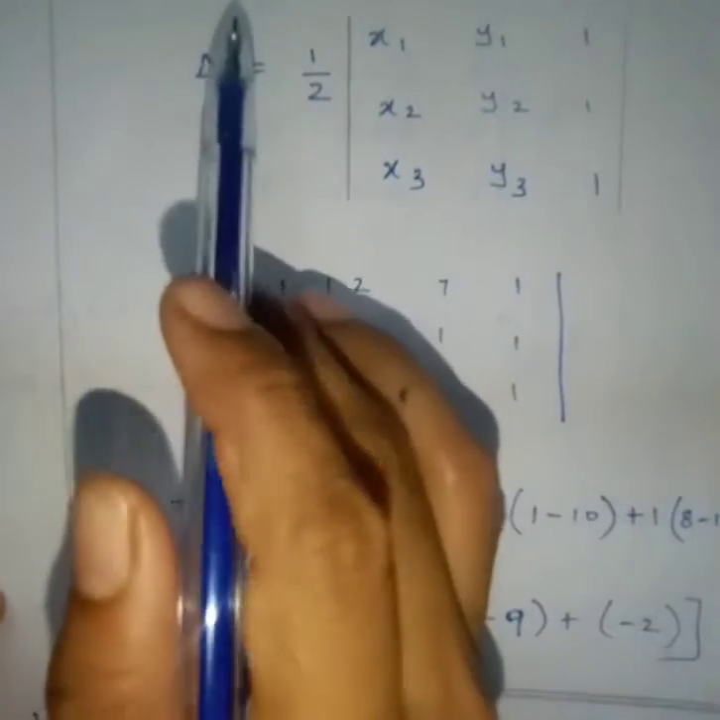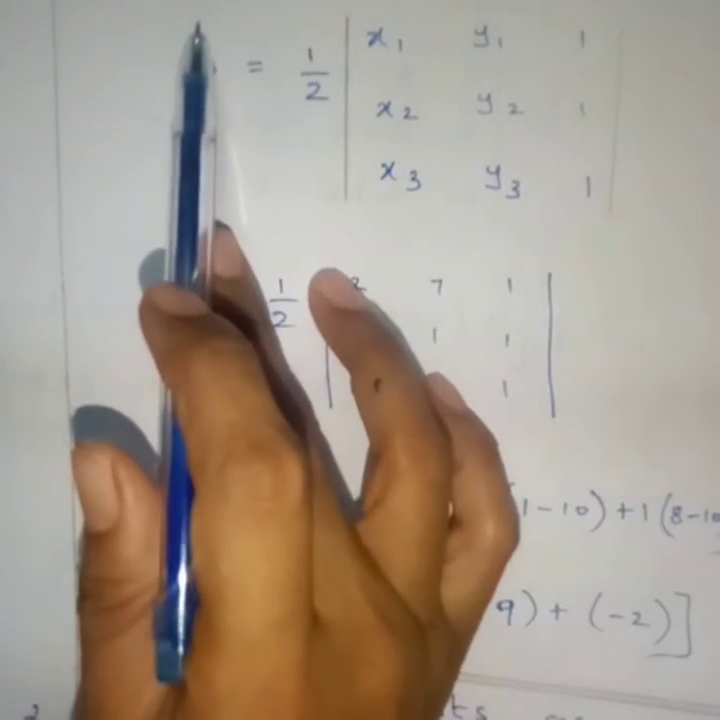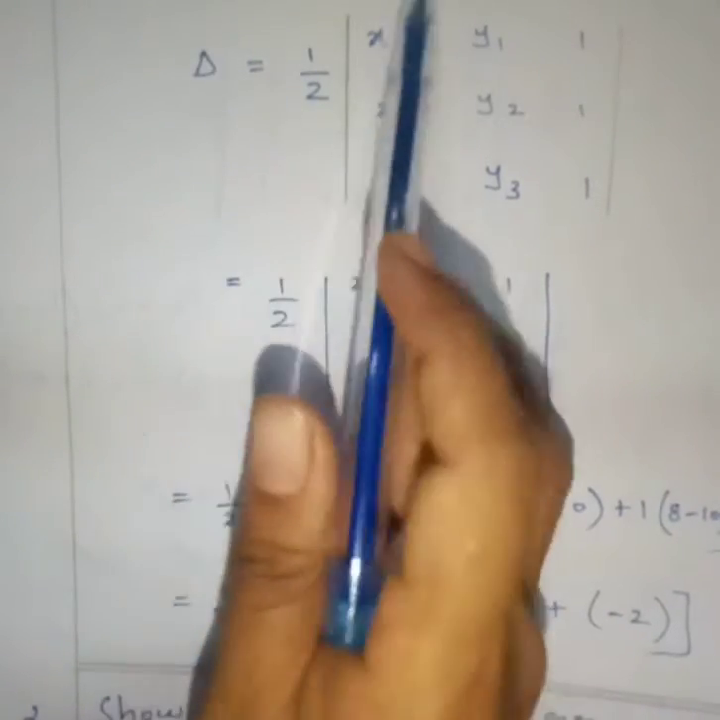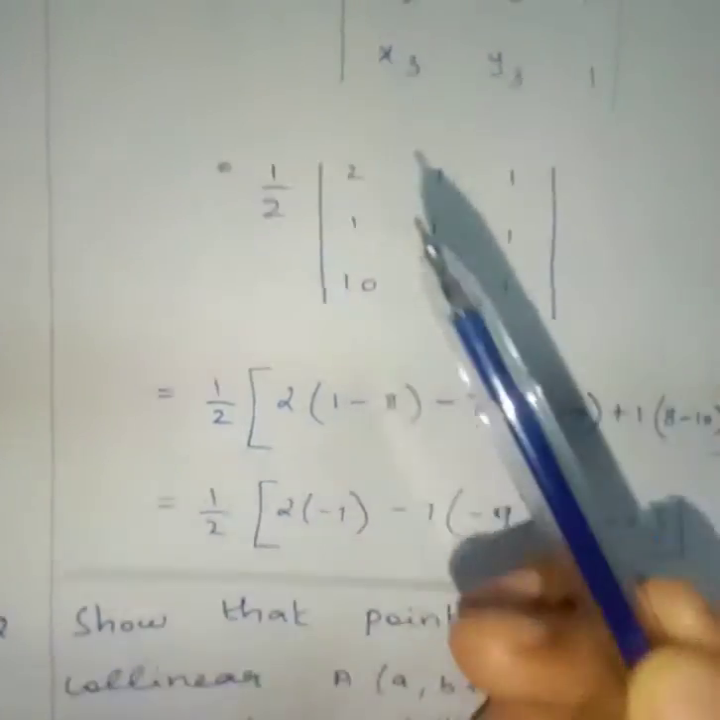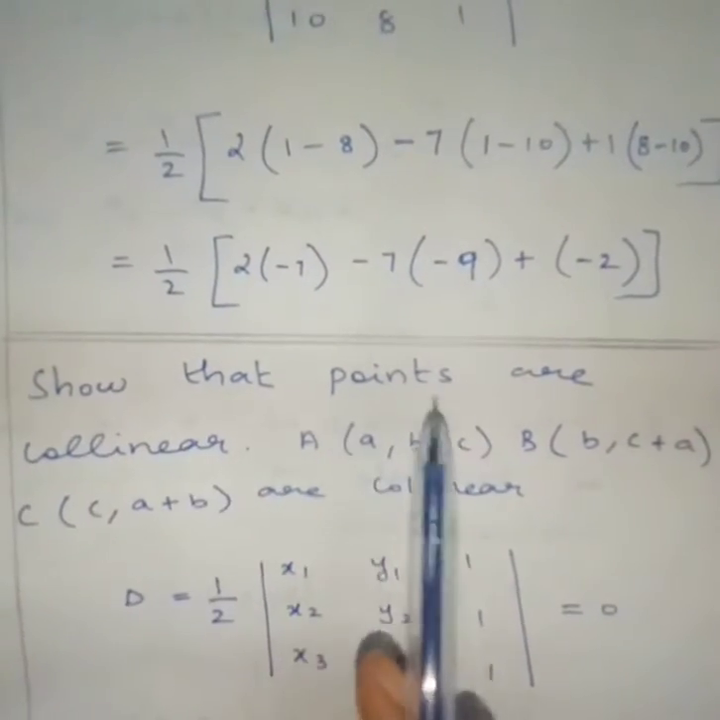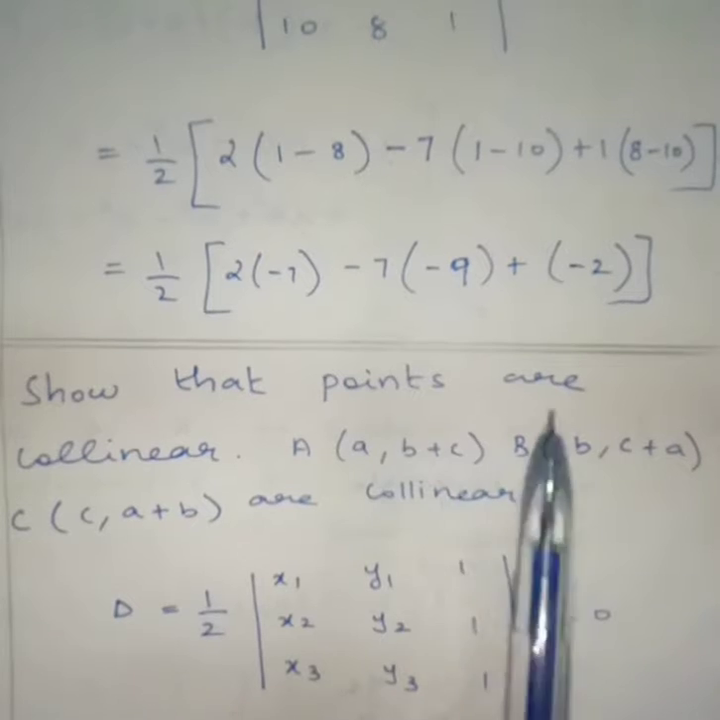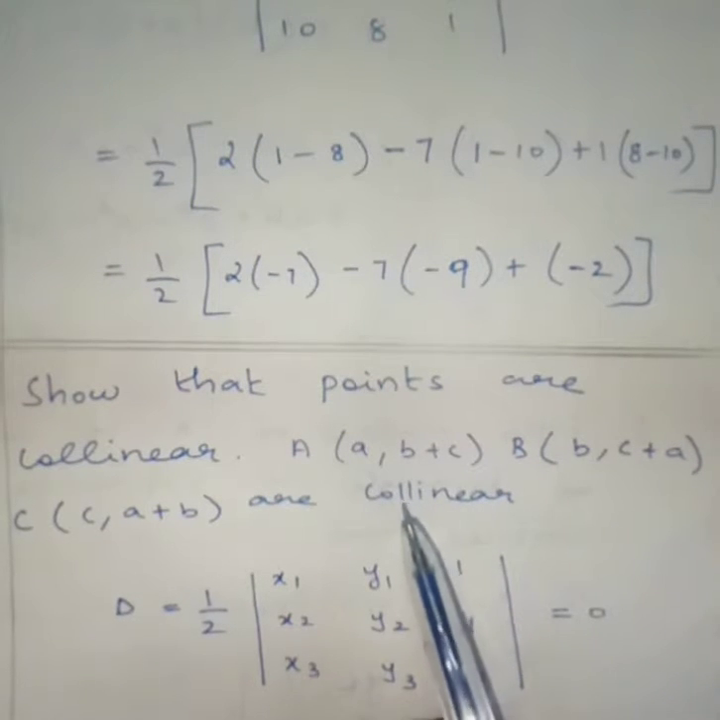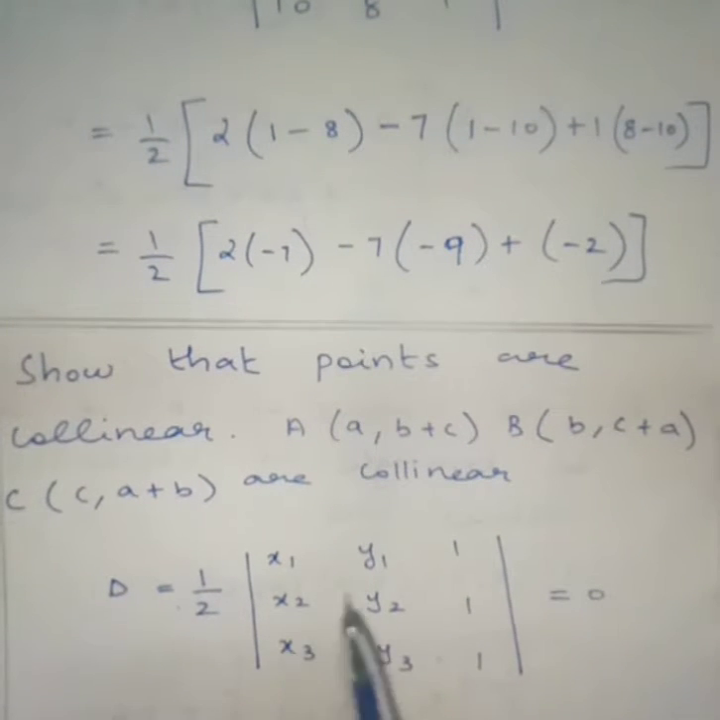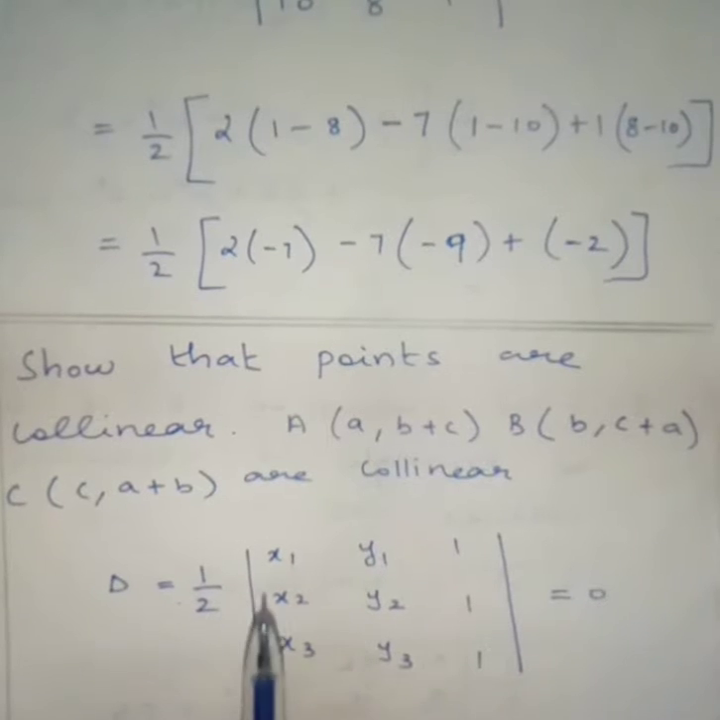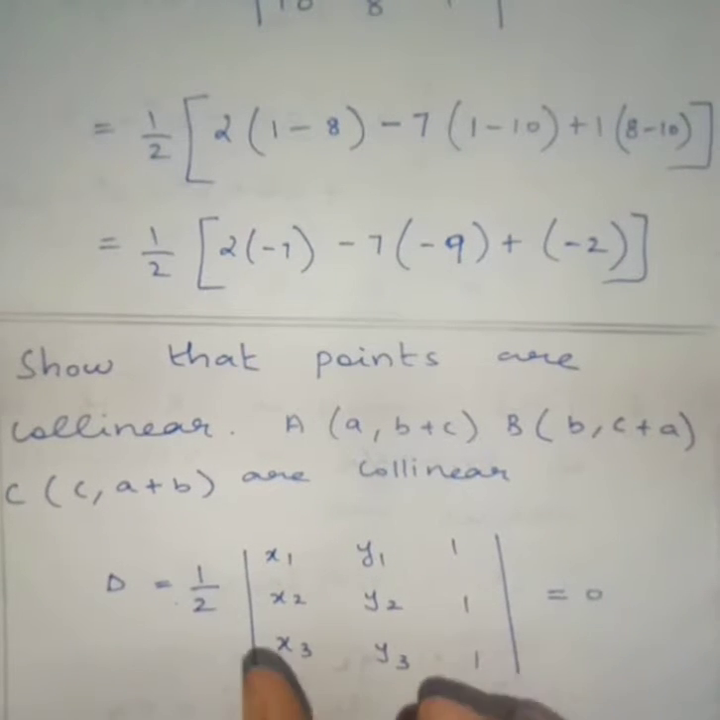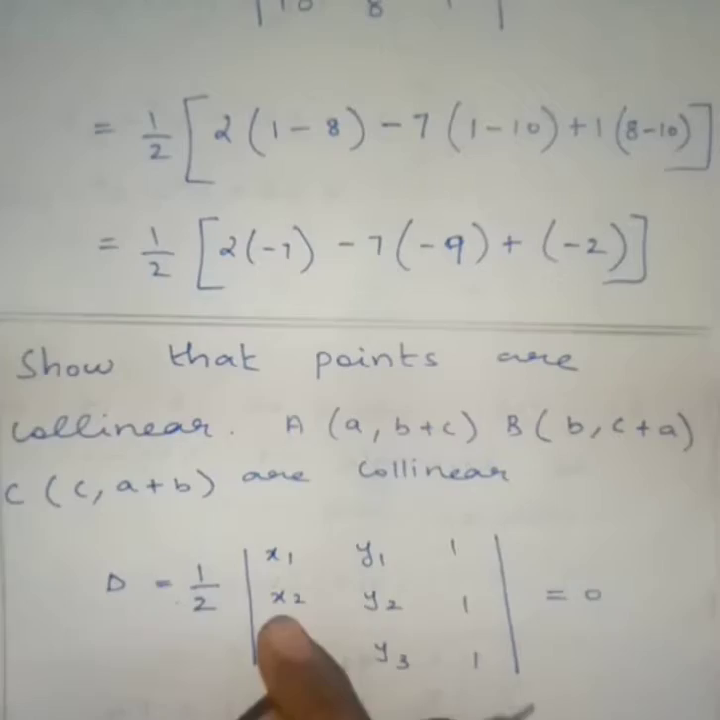The next sum is the same, area of the triangle with 3 points given. I think you can try this sum. Okay, we'll go for the next sum. Show that the points are collinear. So what we want to show here is that the area of the triangle is equal to 0. If we get the area equal to 0, we can say that the 3 points are collinear.